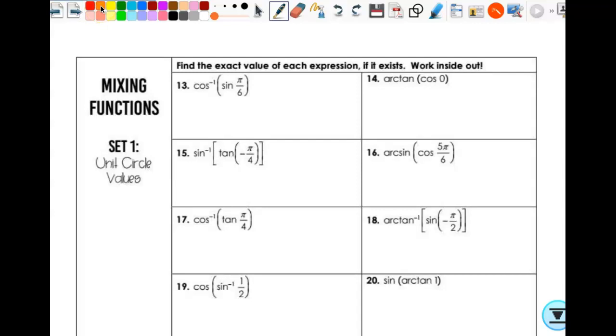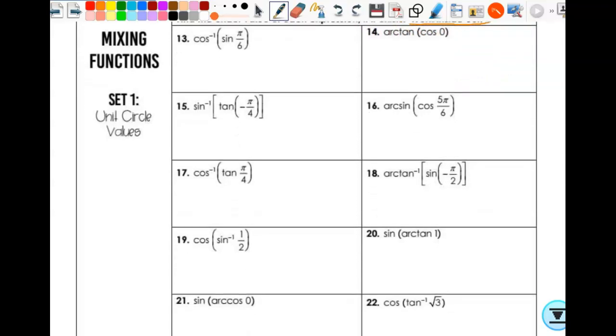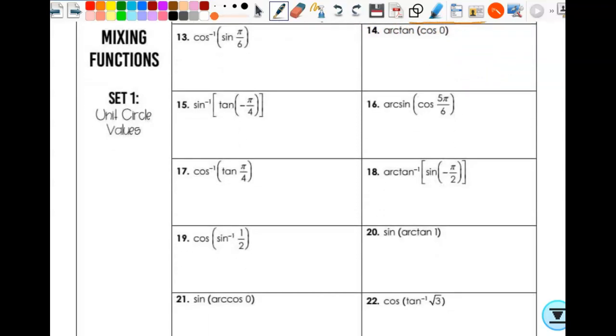It says find the exact value of each expression, if it exists. Work from the inside out. So we're doing basically the same thing. We just don't have to worry about the intervals here. And on most of these, they'll have to give me values that we know.